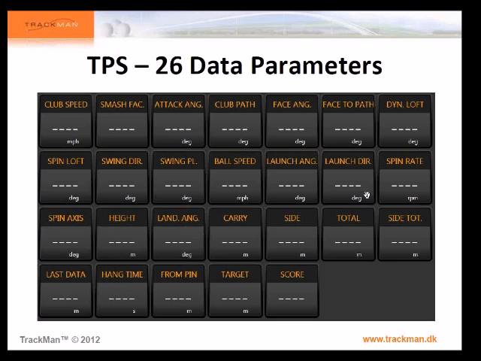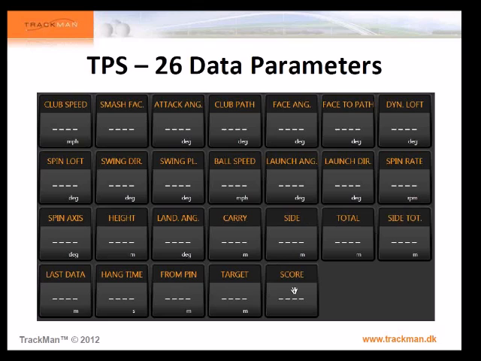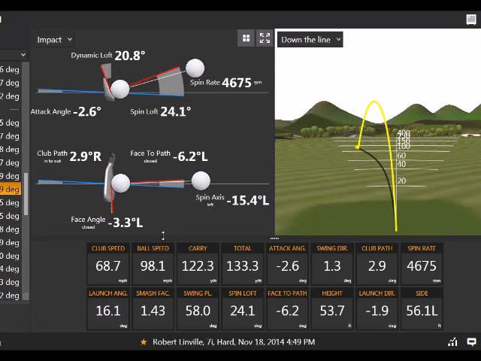Total yardage, we do look at that because it kind of relates to spin. Dynamic loft, we'll look at that. And again, most of these are up there. But some of these are just for the combine, which I'll talk about in a few minutes. So I don't use those because we're not doing the combine. So that's why I have the screen as it is, because I can get all the information I want.